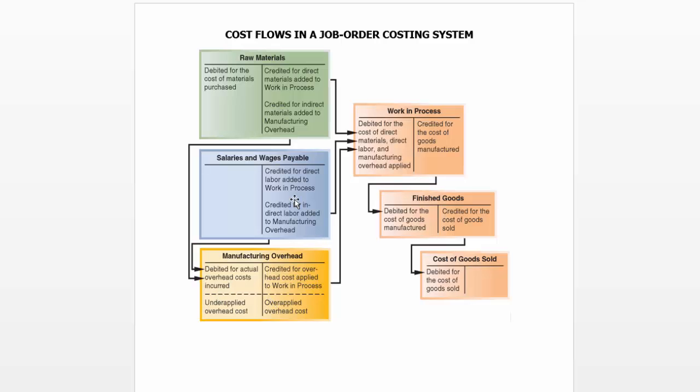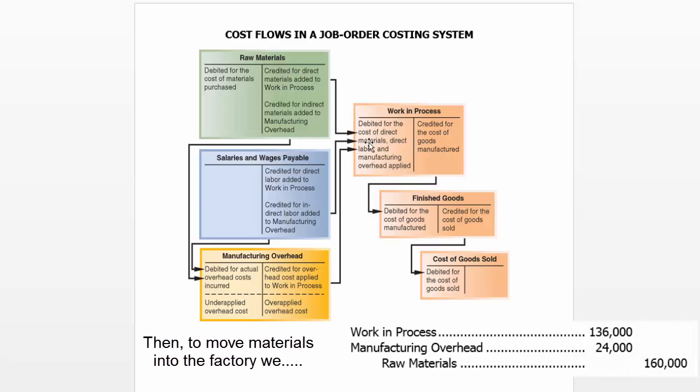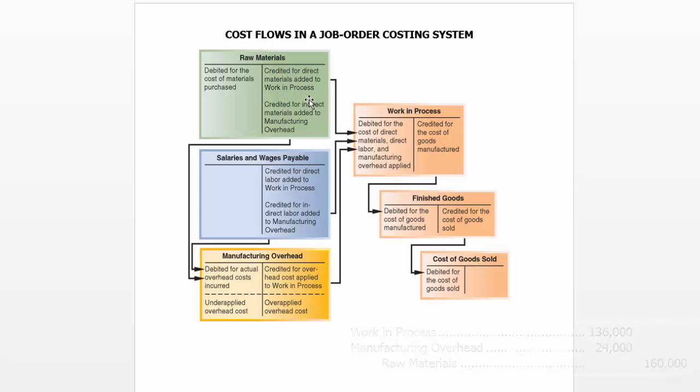So to move that, we'll see the journal entries in the next video, but what we would do is we debit work in process for the value of the direct materials. We debit overhead for the value of the indirect materials, and then credit the materials account for whatever we took out. The salary and wages payable are pretty much the same thing.